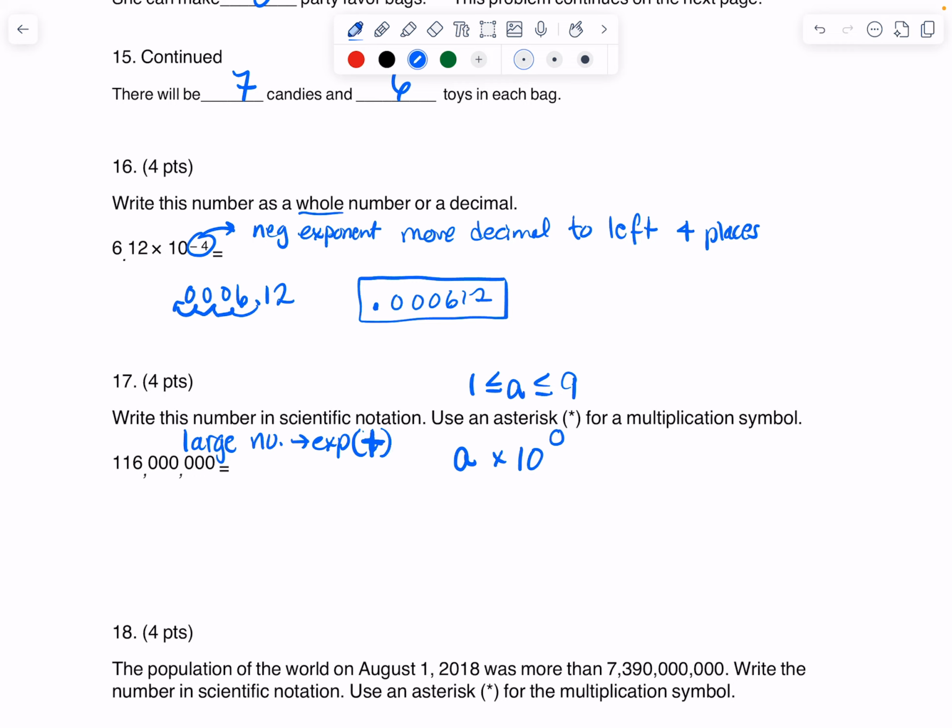Okay? All right. So first of all, I have to figure something out. I have to move the decimal so it's between the 1 and the 1. Because remember, that A has to be a value between 1 and 9. So let's see how many spots I go over. 1, 2, 3, 4, 5, 6, 7, 8. So this is 1.16 times 10 to the 8th power.